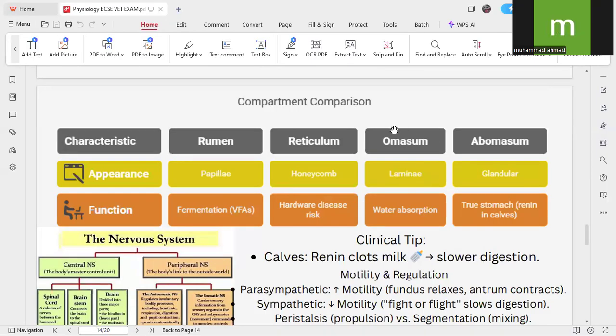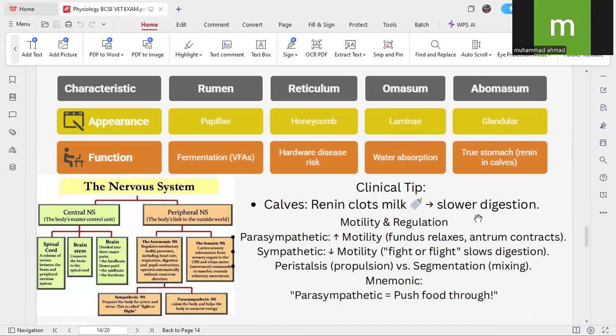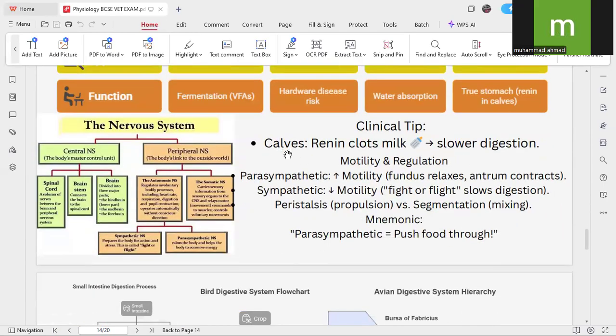Omasum involves the laminae for water absorption, and abomasum is the true stomach. This is glandular, same as in humans and horses. Calves have renin, so it clots milk, so slower digestion. There are motility and regulation. Parasympathetic increases motility and sympathetic decreases motility.